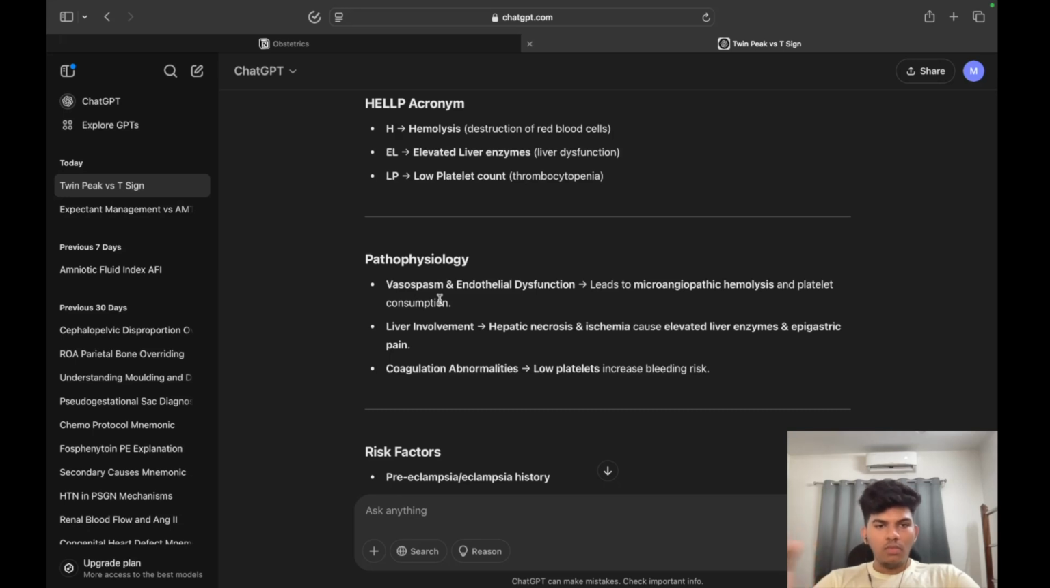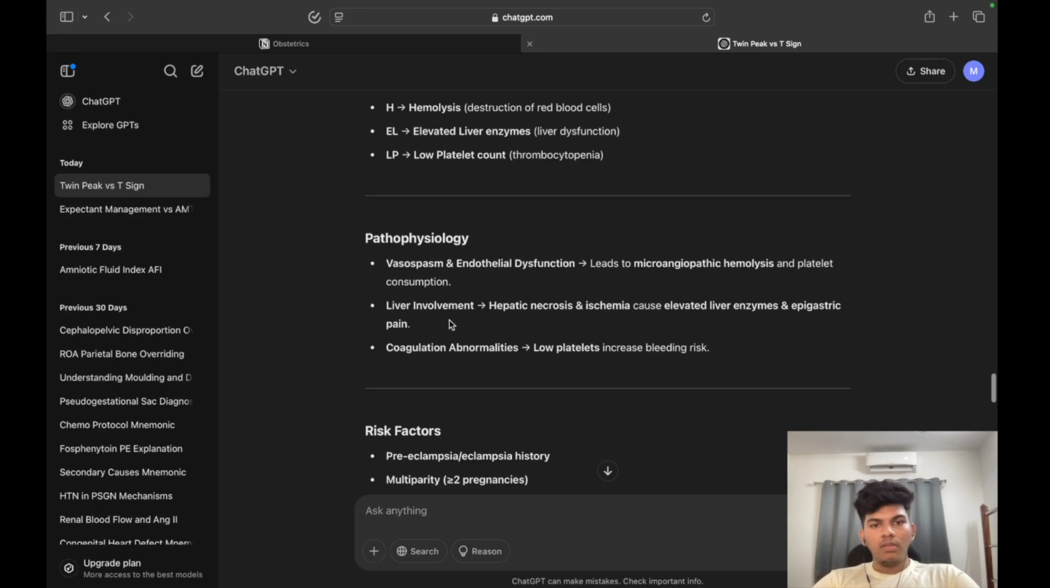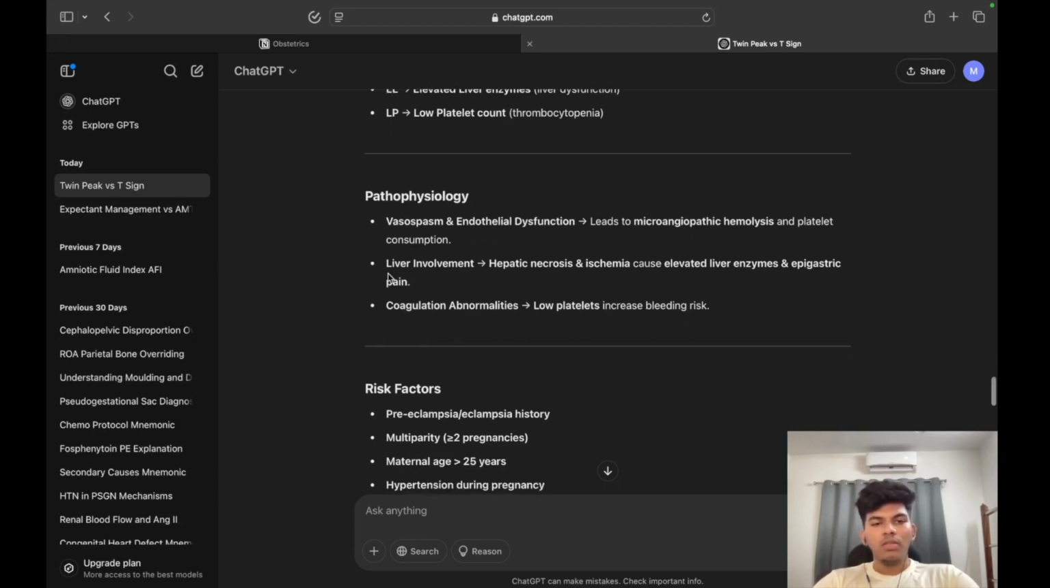So, the triad: endothelial dysfunction or vasospasm leading to microangiopathic hemolysis and platelet consumption. So, it is a DIC kind of state, not exactly 100%, but somewhat you can correlate. It is not the exact term.